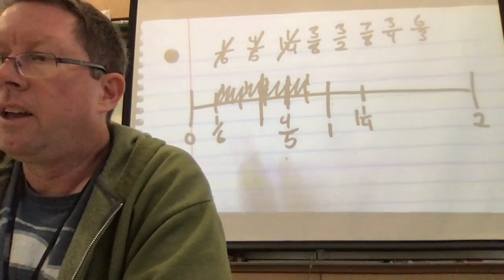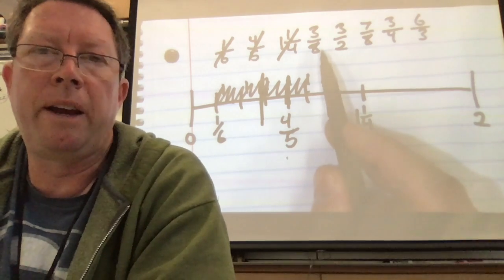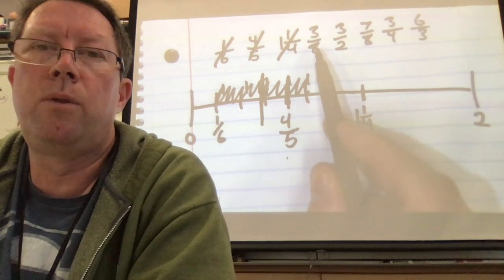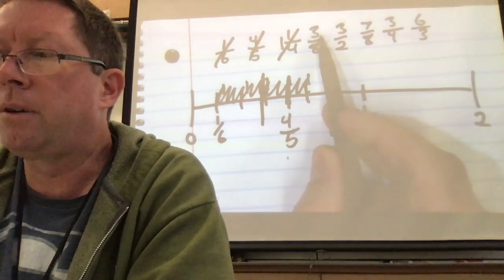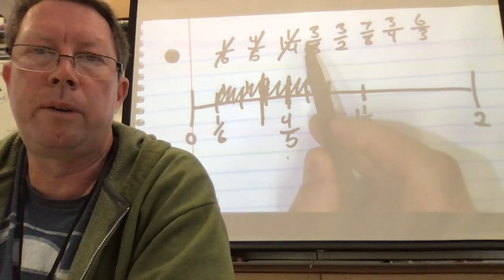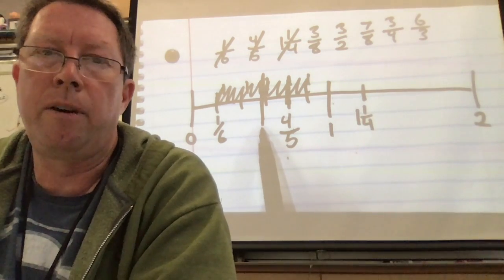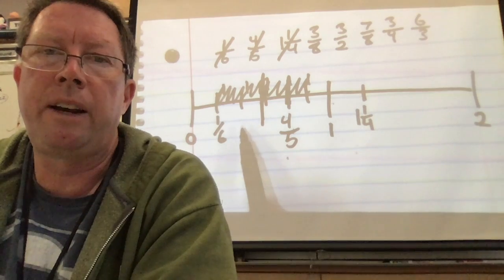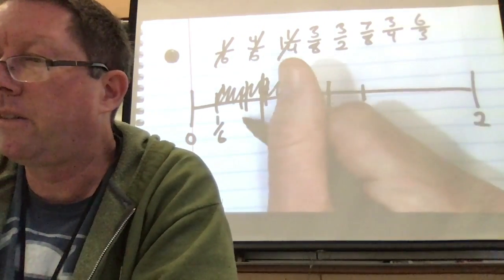3/8. 3 is less than halfway to 8. 4 would be halfway. So if I said 4/8, I know it'd go right halfway in the middle of these two. It's not an improper fraction. It doesn't have a whole number in front, so it's just less than 1. And it's not going to get to the halfway mark. It's a little less than that, so it's somewhere around in here. So I'm going to stick it right about here.